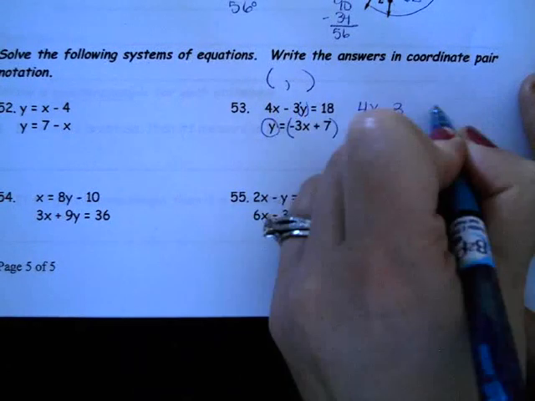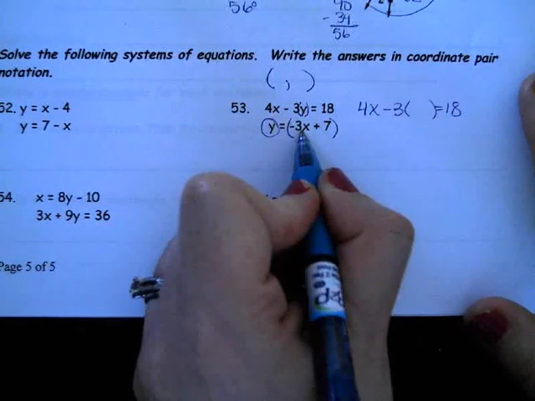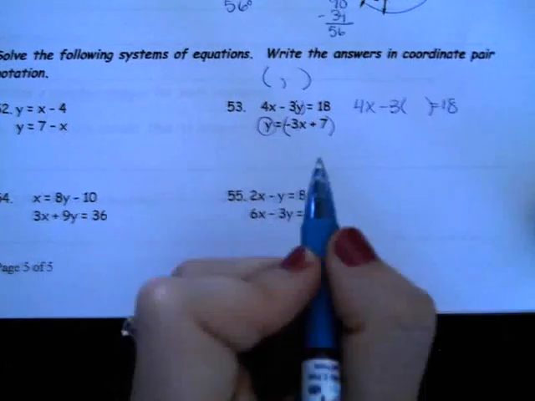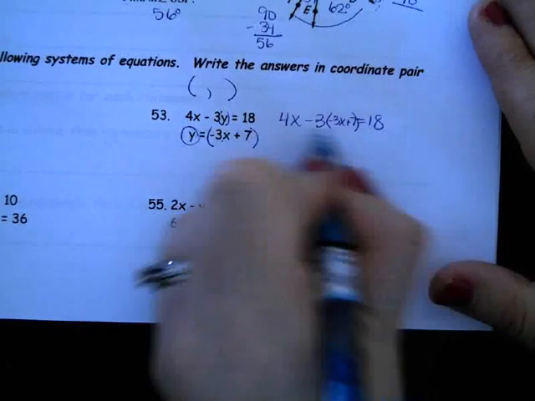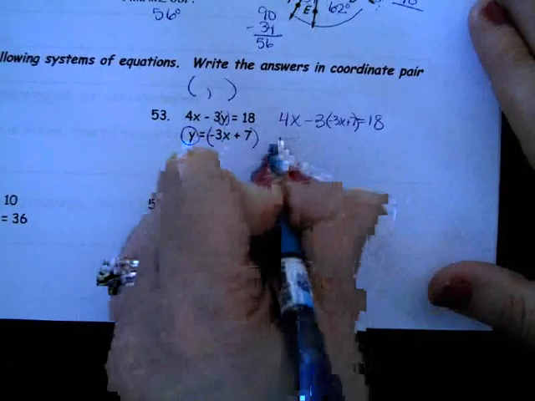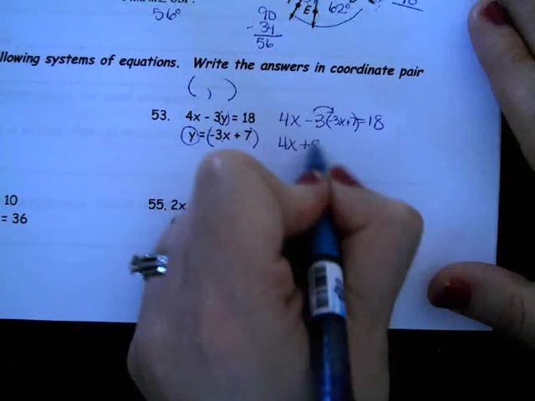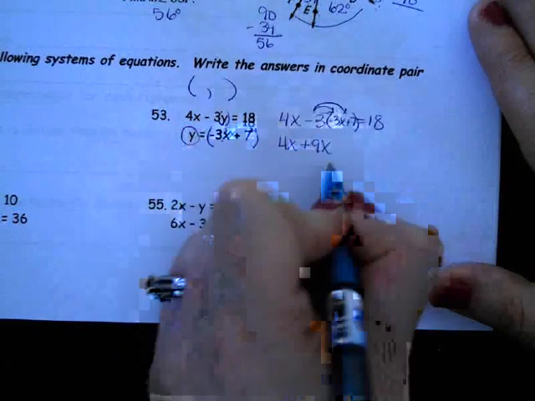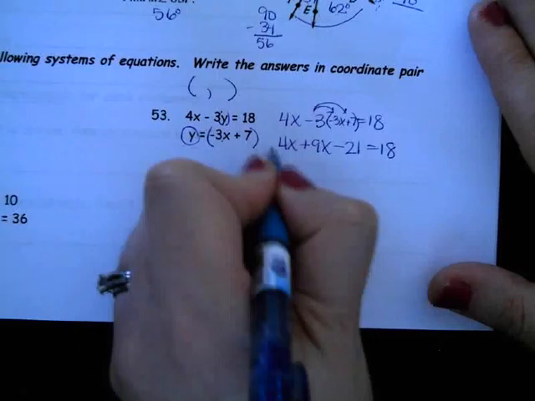4x minus 3y equals 18. And I'm going to substitute in what y is supposed to be equal to. Y is negative 3x plus 7 in this problem. So I'm going to write negative 3x plus 7. So now I know I substituted correctly because I have all x's and numbers. There's no y's. So now I'm going to simplify. So 4x, and I'm going to distribute that negative 3. Negative 3 times negative 3x is a positive 9x. And then negative 3 times a positive 7 is a negative 21 equals 18. So when we combine our like terms, we get 13x minus 21 equals 18.